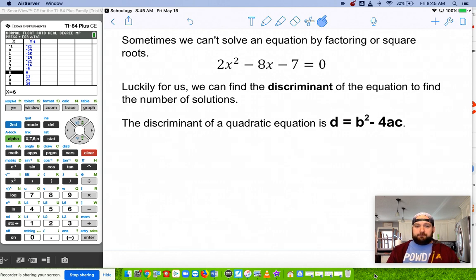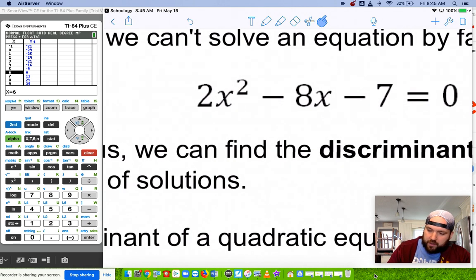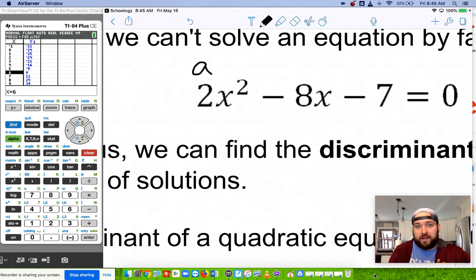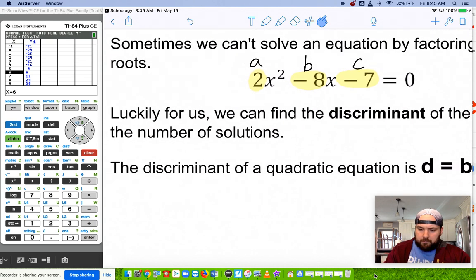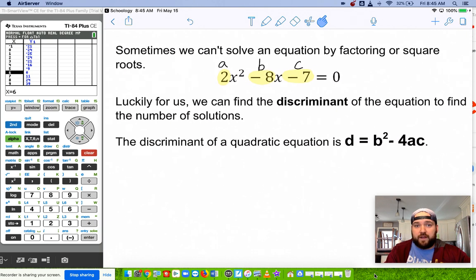Okay. And if you remember, in a quadratic equation, we labeled the numbers. The number in front of x squared is a, the number in front of just plain x is b, and the number by itself is c. That includes the minus sign or the plus sign in front of it, but that does not include the variable x at all. So by using a, b, and c, we're going to find what's called the discriminant, and that will allow us to figure out how many solutions there are to an equation.